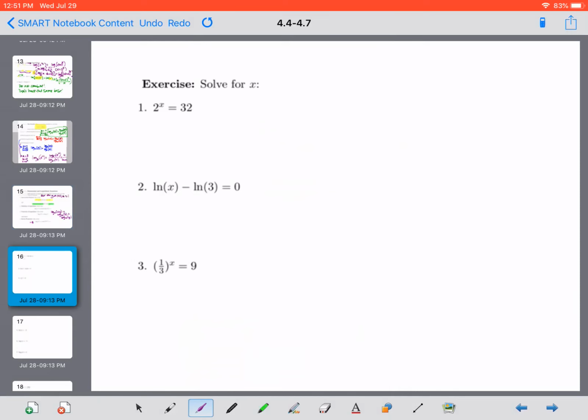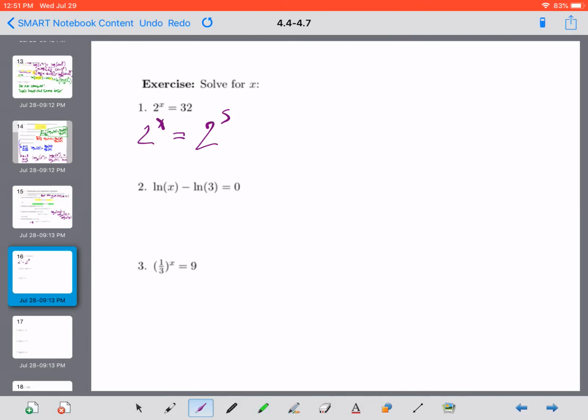All right, let's start here. Solve 2 to the x power is equal to 32. Well, the first thing I'm going to do, because I have a 2 to the x on one side of the equation, and on the other side of the equation I have 32, which happens to be a power of 2, I'm going to rewrite that right-hand side as a power of 2. 32 is 2 to the 5th power, because it's 2 times 2 times 2 times 2 times 2.